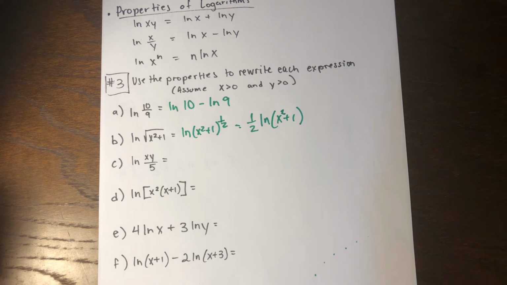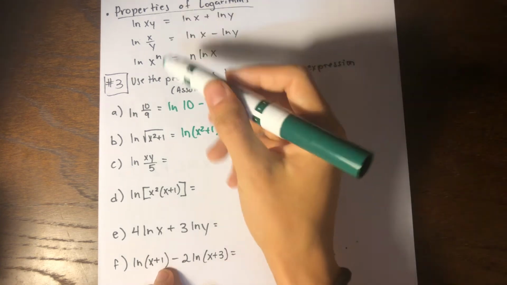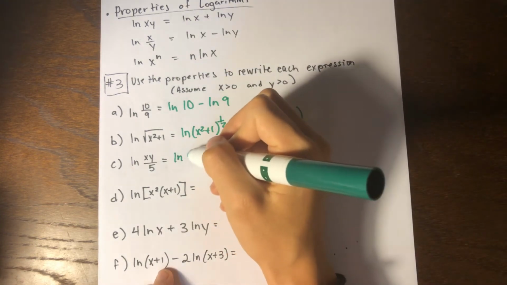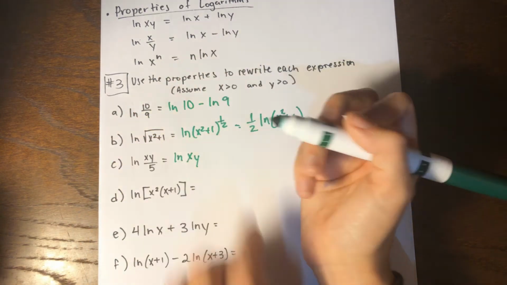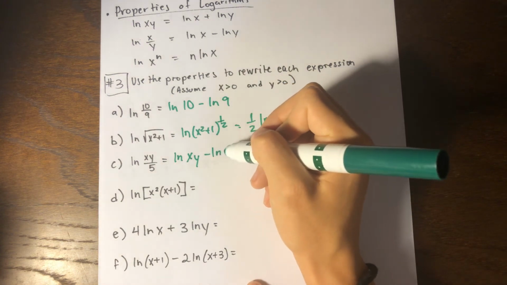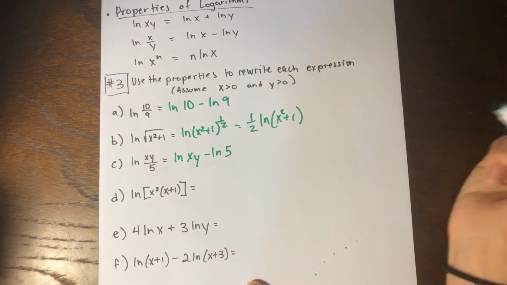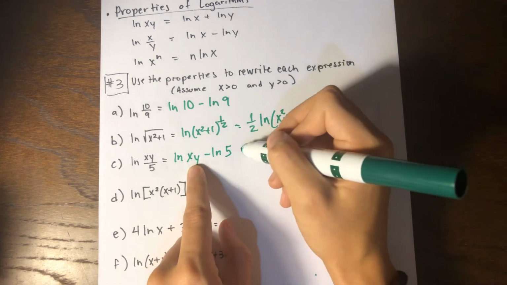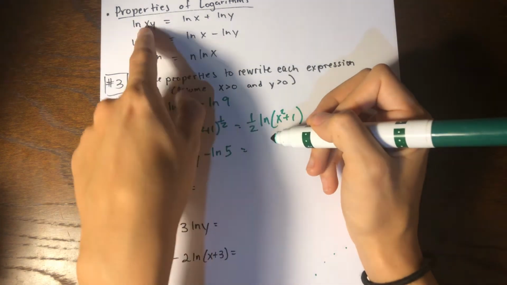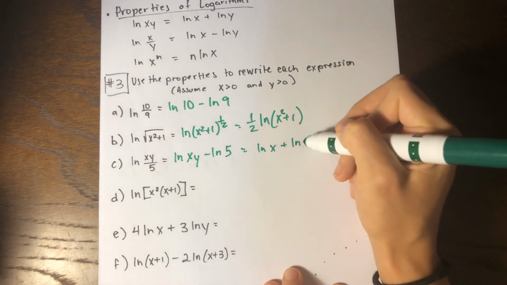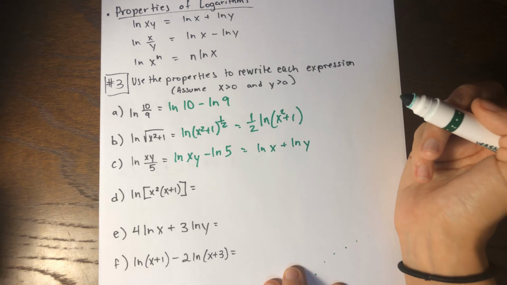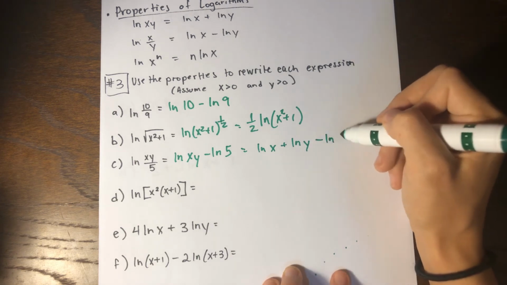The next one, we have natural log of x times y divided by 5. So there are 2 properties involved in this one. The first one we would have is the division one. So we have natural log of xy, that's up top, which would be our whole x, minus the natural log of 5. And then I have a multiplication one right here, so I can separate these two. When it's a multiplication one, we separate it like this. So I have natural log of x plus the natural log of y, minus the natural log of 5.